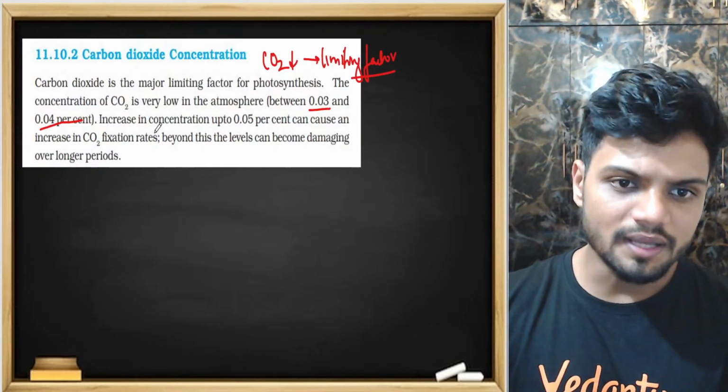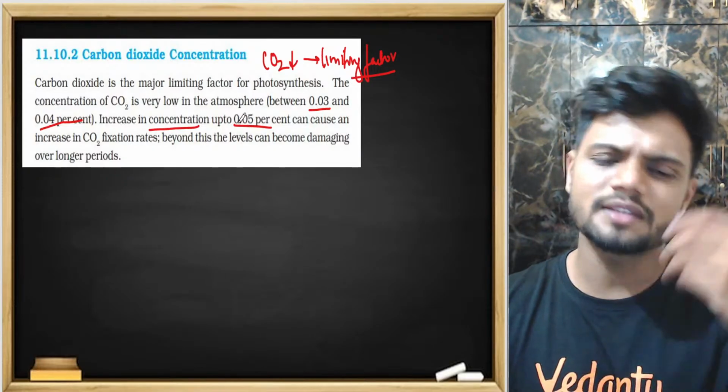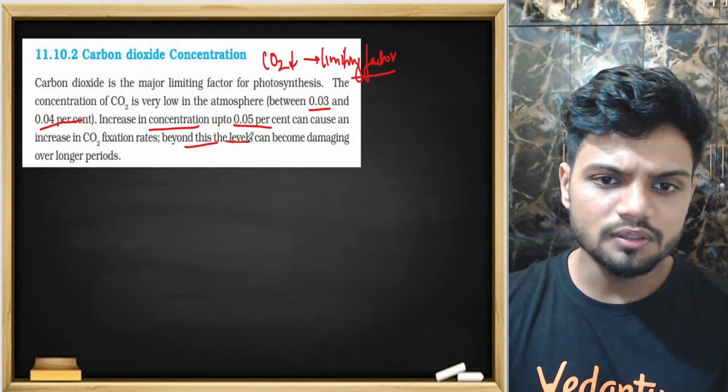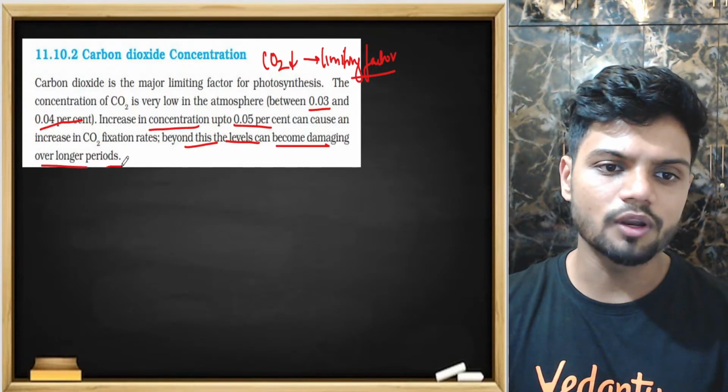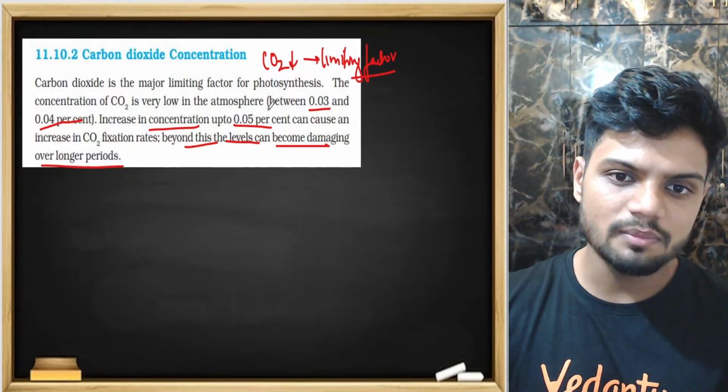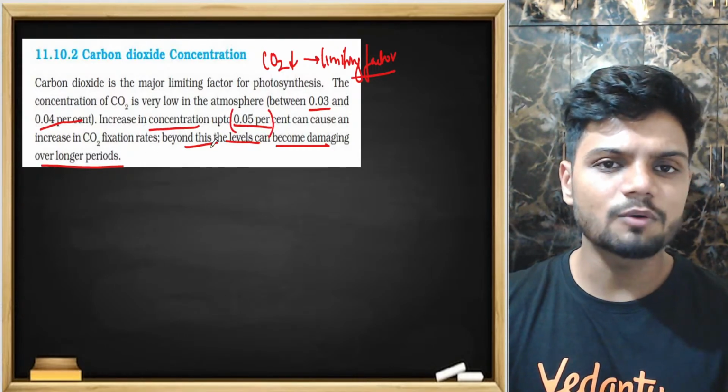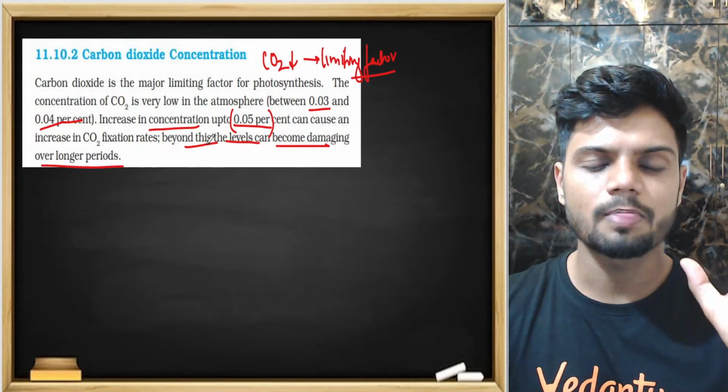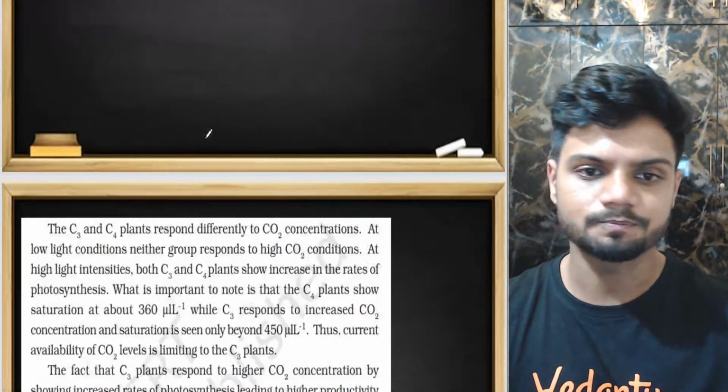An increase in concentration up to 0.5 can increase the rate of photosynthesis. Beyond this level it can also become damaging over a long period. So what is the maximum requirement? The maximum requirement is 0.05 for the plants. Above that, plants will get destroyed.